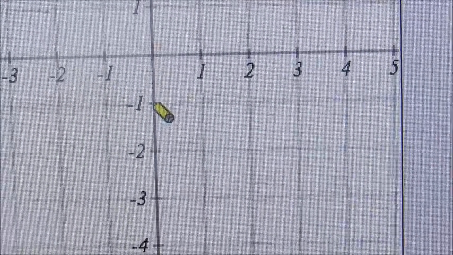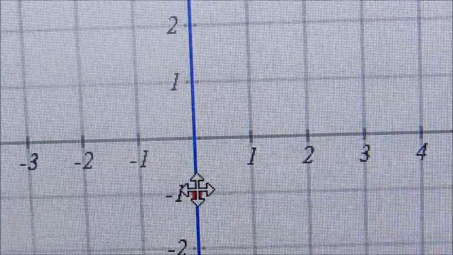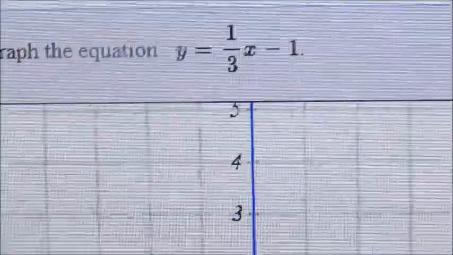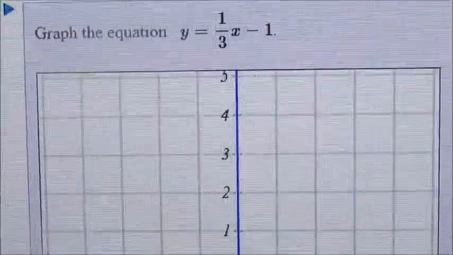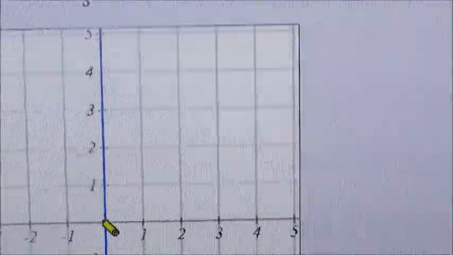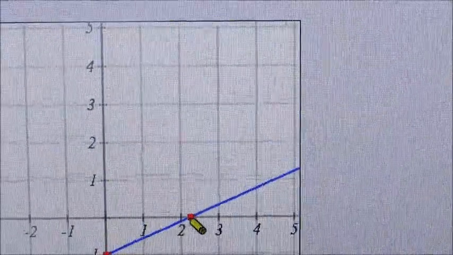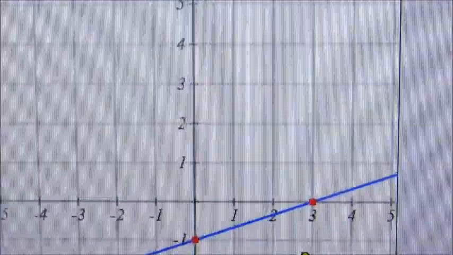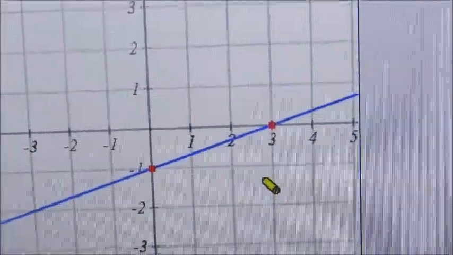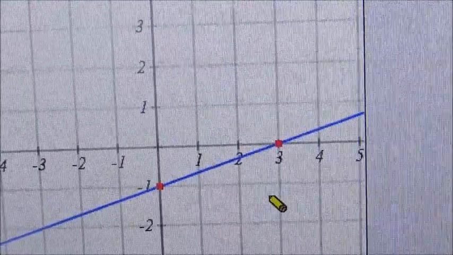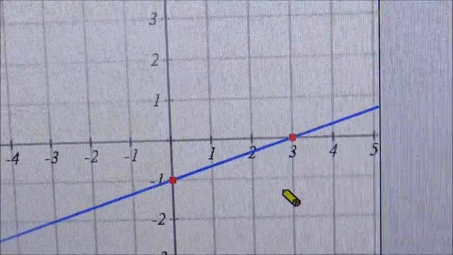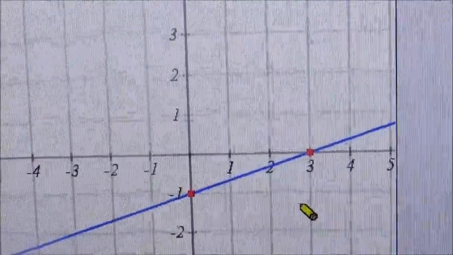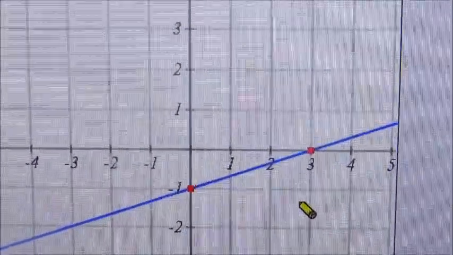I'm going to hit the mouse. So now I need to go to where I need to. From where the y-intercept is, first we're going to go up 1 and then over to the right 3. So up 1 and 1, 2, 3. Notice I didn't start from the origin when I went to find what the next point was. Always start at the y-intercept because it makes it a lot easier to do so.